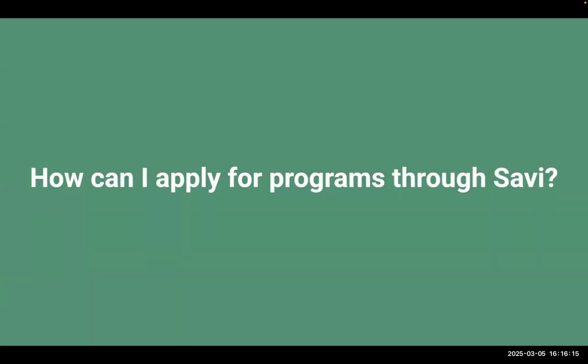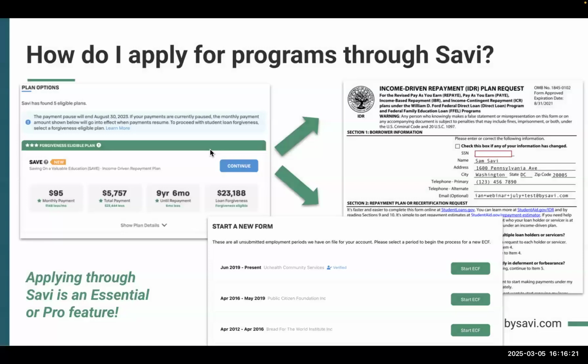How can you apply for programs through Savi? Well, once you get your account, here's how you get started. Once you complete the general information section of your application, you'll be served with your plan options, and that's going to be in the screenshot you see on the upper left. Forget about SAVE because that's not available right now, but that's typically what it'll look like once you get served with your repayment plan options. So what you'll do is pick the one that best suits you and click the blue continue button.